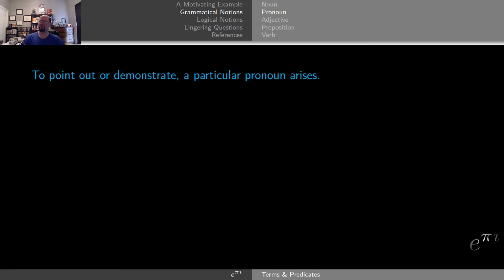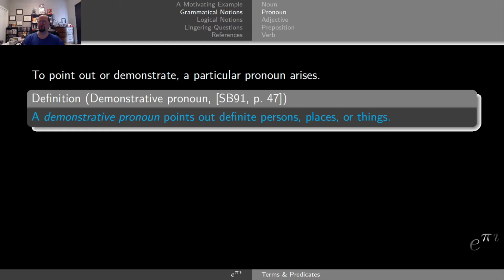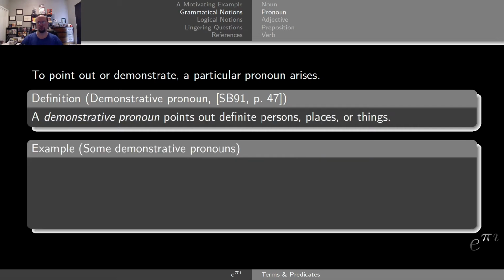To point out or demonstrate a particular pronoun arises what's called a demonstrative pronoun. A demonstrative pronoun points out definitive persons, places, or things. For instance, let's consider this. This is a presentation. So the this that I'm referring to is the presentation that's actively going on right now. The presentation you're watching right now. So the this refers to the presentation.